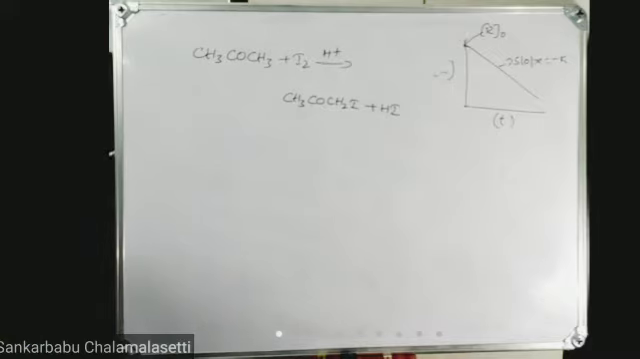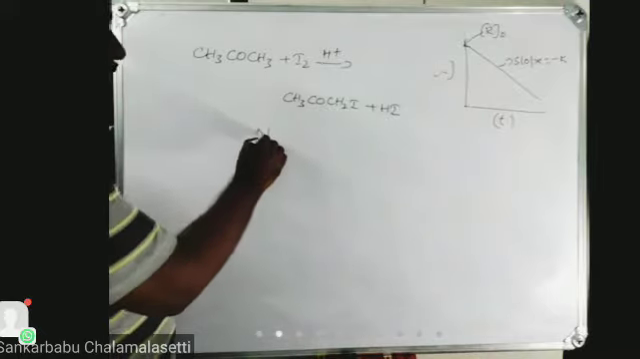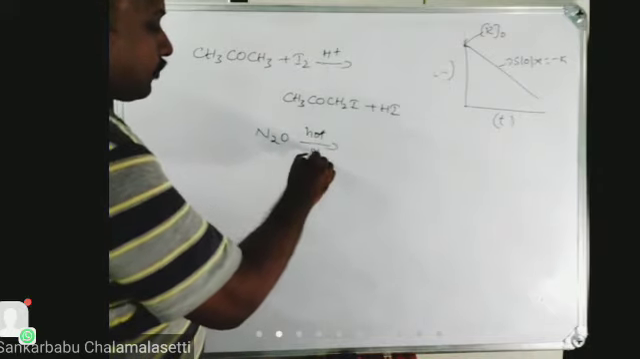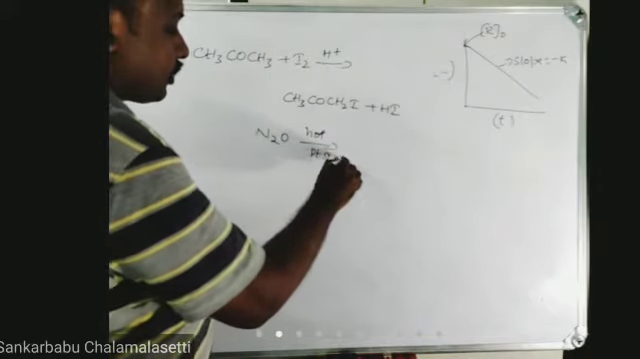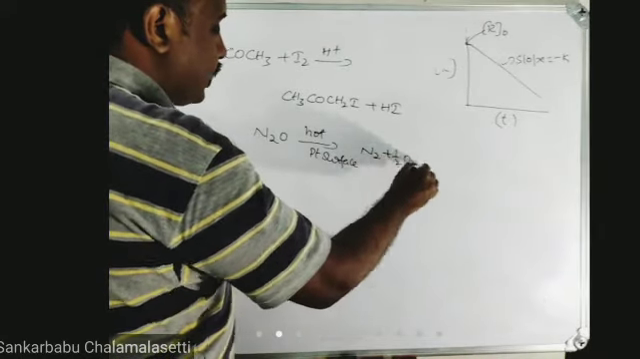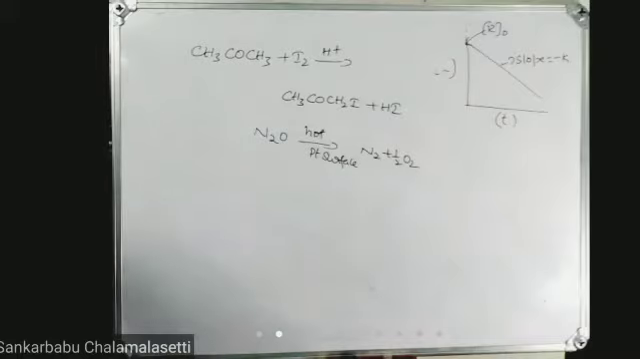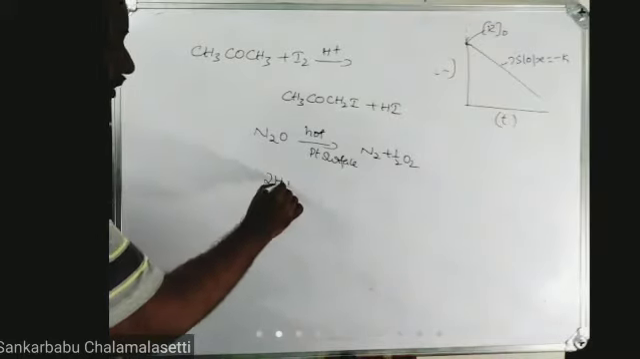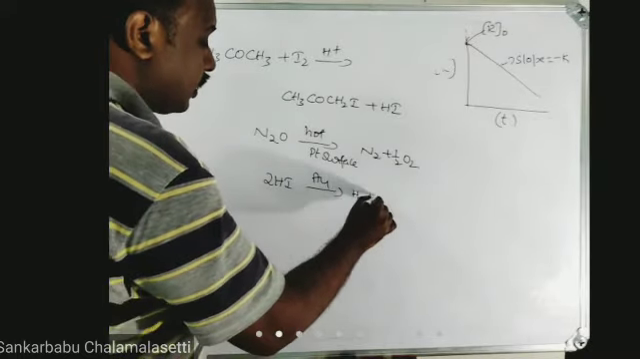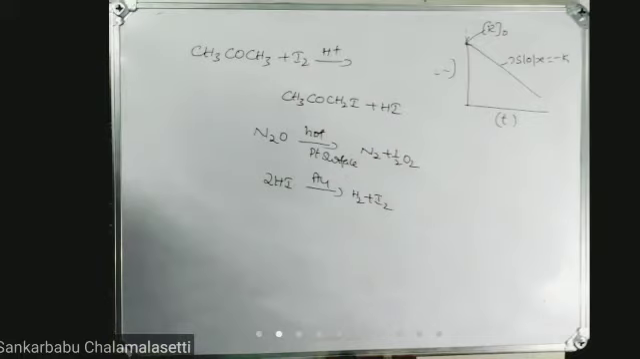Next, the decomposition of N2O on a hot platinum surface, giving N2 plus O2. It is also zero order. And the decomposition of hydrogen iodide on the surface of gold is also an example of zero order.